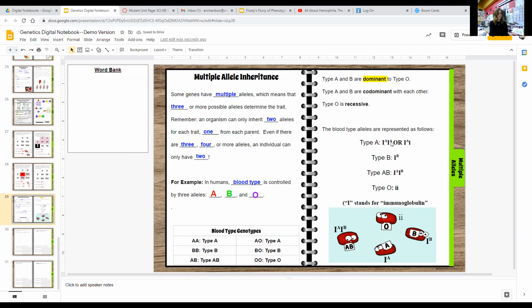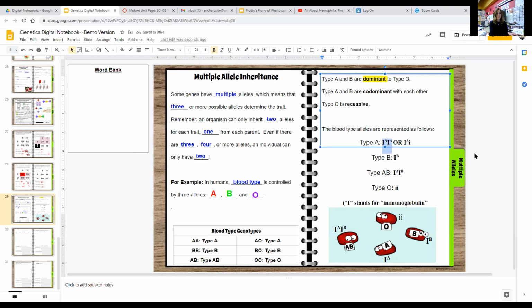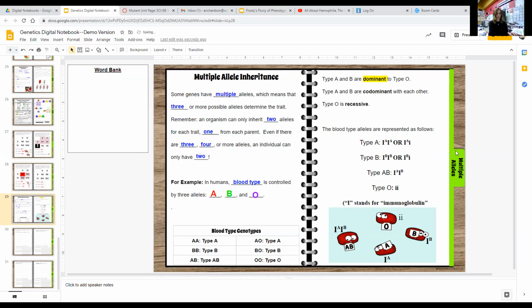Okay. So this one right here would be what's called the homozygous version of it. This one right here would be the heterozygous version of it. Same thing with IB. So type B blood could be either IB, IB for homozygous because they're both the same, or it can be IB, little i, okay? And then type AB is IAIB, type O is little i, little i because it's recessive, just a little bitty, okay? So what does all this mean?